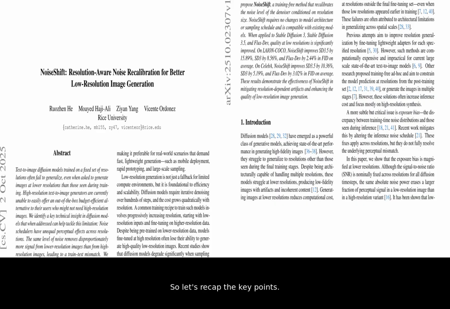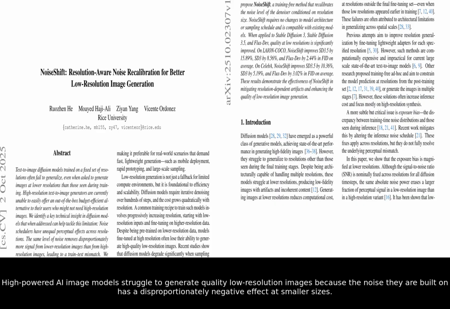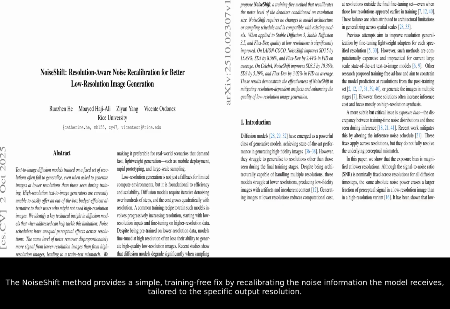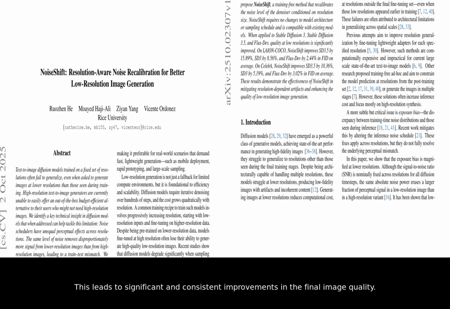So let's recap the key points. High-powered AI image models struggle to generate quality low-resolution images because the noise they are built on has a disproportionately negative effect at smaller sizes. The NoiseShift method provides a simple, training-free fix by recalibrating the noise information the model receives, tailored to the specific output resolution. This leads to significant and consistent improvements in the final image quality.